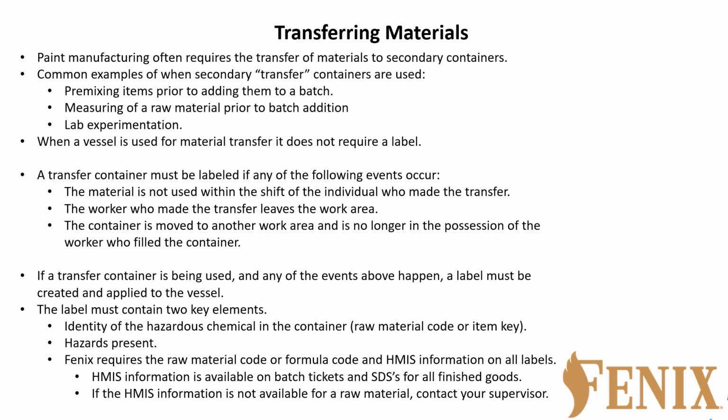If a transfer container is being used, and any of the events above happen, a label must be created and applied to the vessel. The label must contain two key elements: identity of the hazardous chemical in the container, raw material code or item key, and hazards present. Fenix requires the raw material code and HMIS information on all labels. HMIS information is available on batch tickets and SDSs for all finished goods. If the HMIS information is not available for a raw material, contact your supervisor.